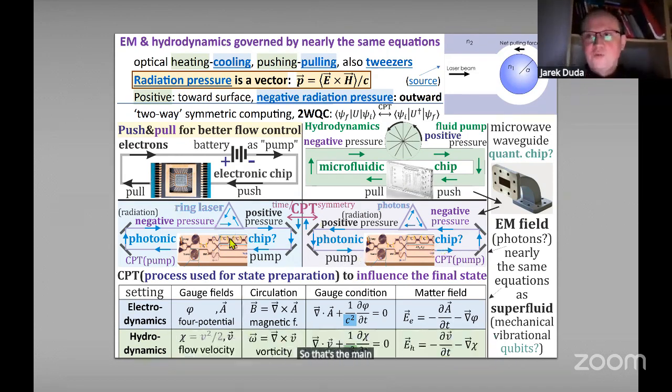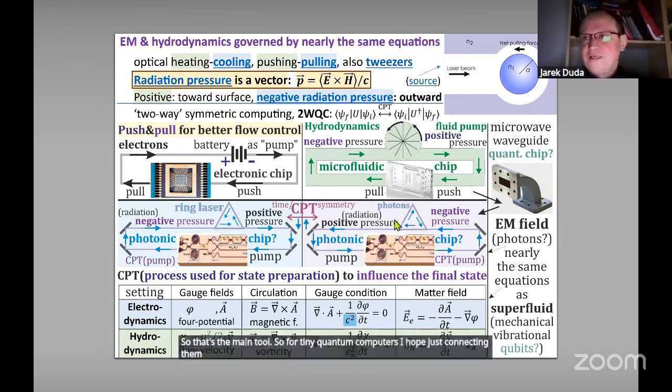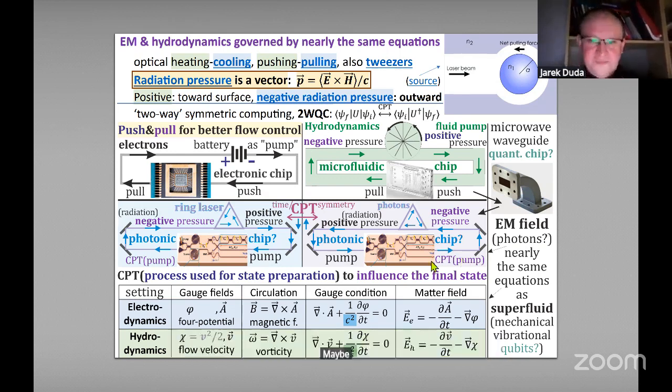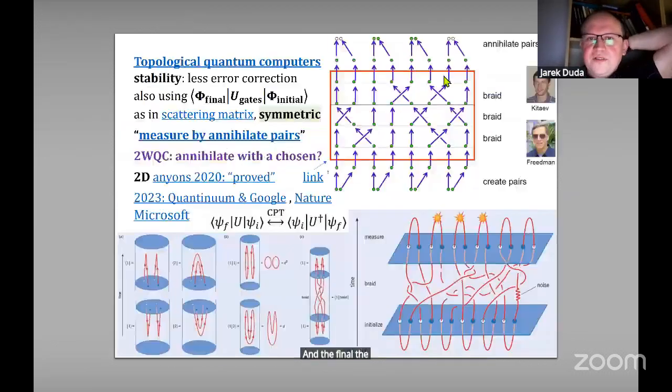So for photonic quantum computers, I hope just connecting them with this ring laser should allow us to make two-way quantum computers. However, it needs collaboration with a company working with photonic quantum computers. Maybe classically, it should also be very interesting, a photonic computer. And the fourth example, there are these topological quantum computers which are growing in popularity.